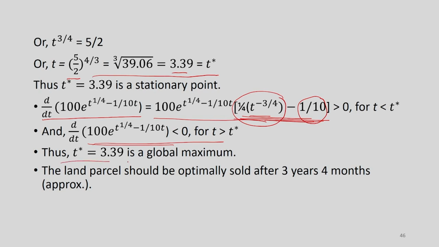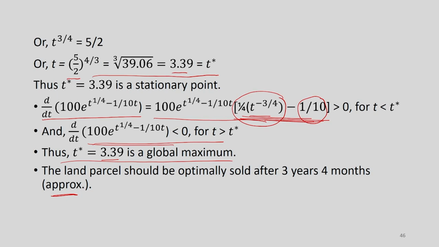In fact, it is a global maximum. We are not even talking about a local maximum here, it is a global maximum. T star is equal to 3.39. What does it mean actually? It means that the land parcel should be optimally sold after 3 years, 4 months. 4 months will actually take us to 3.33. 3.33 is what will give us 3 years 4 months, but 3.39 is slightly more than 3 years 4 months. So, that is why I have written it approximately.